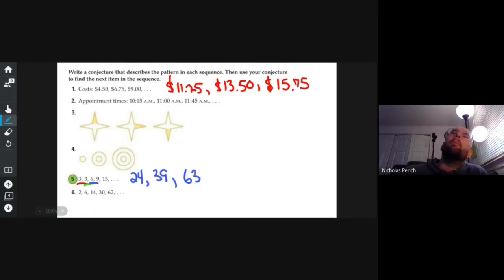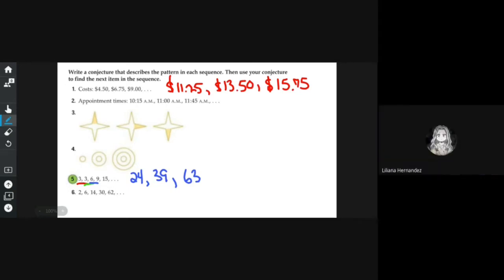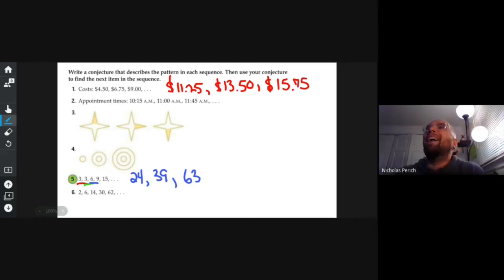Let's see if you can figure out 6. It involves multiplication and addition. You have to multiply something, then you add something. You multiply 2, add 2. Good. Multiply 2, add 2. So 2 times 2 is 4 plus 2 is 6.